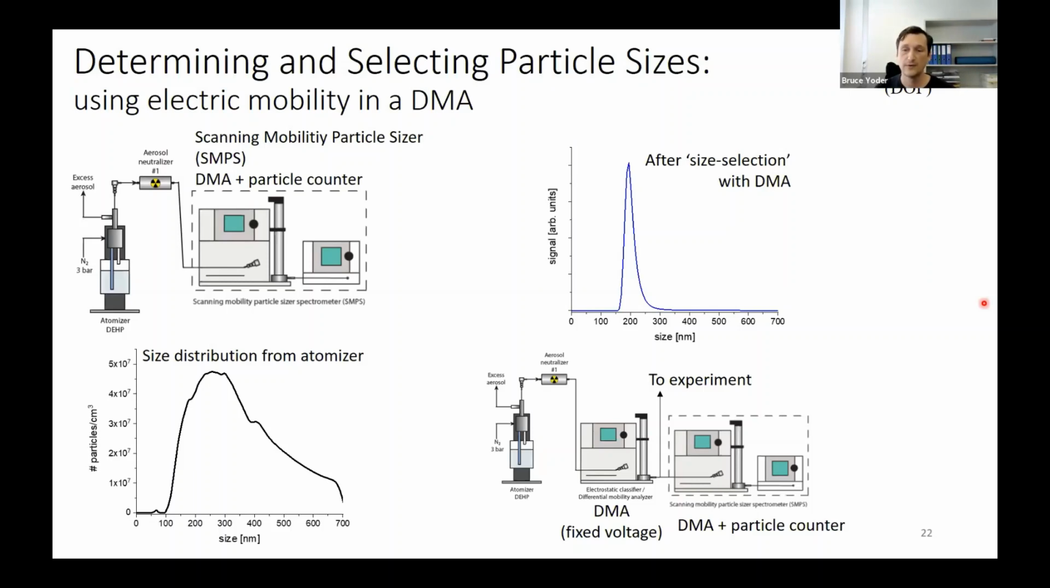But we should remember that the electric mobility was dependent on size and number of charges. Not all the particles in this peak are singly charged particles of 200 nanometer size. There are multiply charged particles with larger sizes. This may or may not be a problem and can be mitigated, but knowing that it's the case is already an important first step.